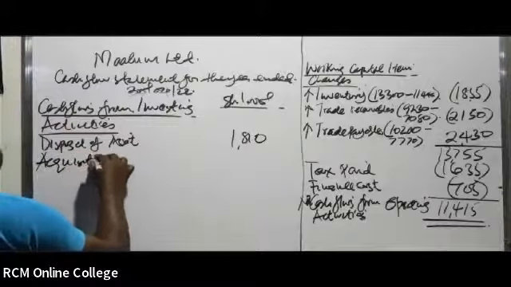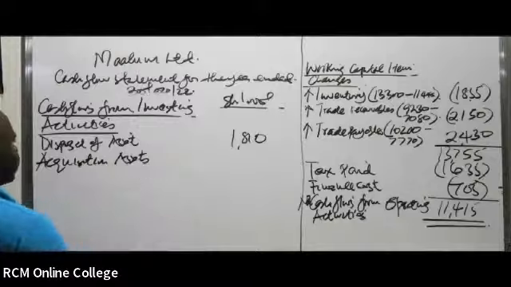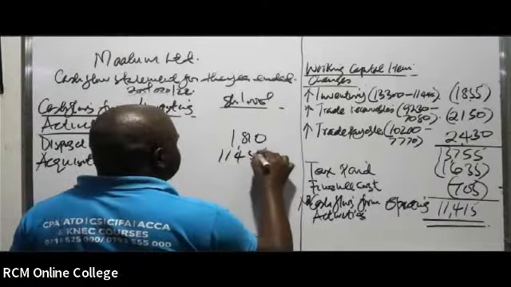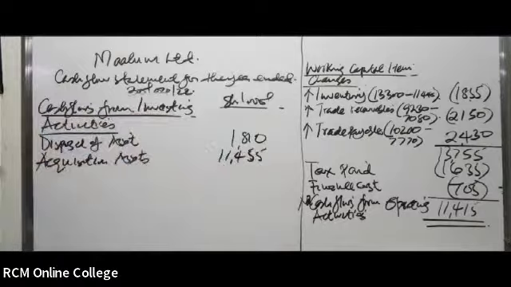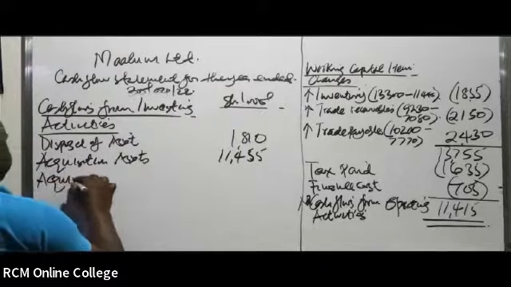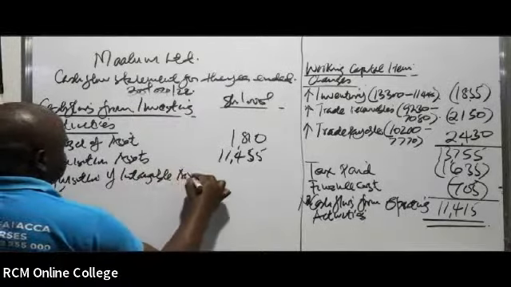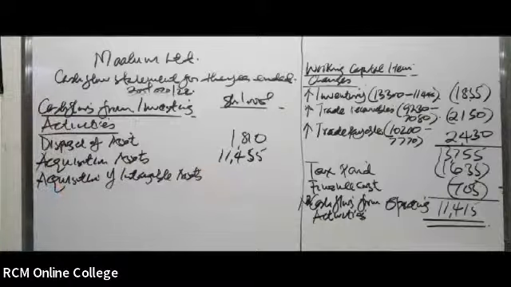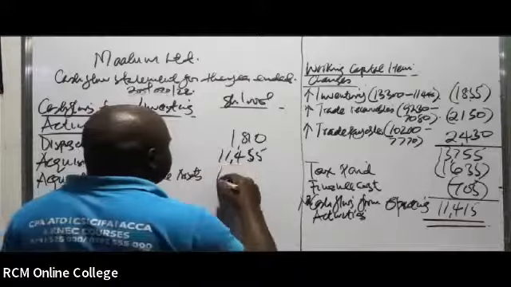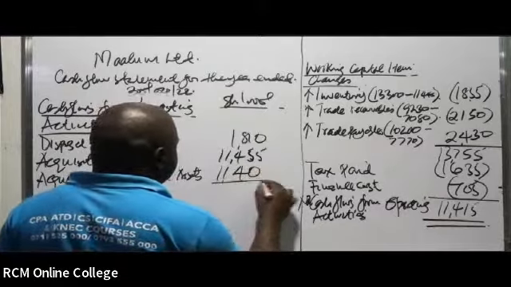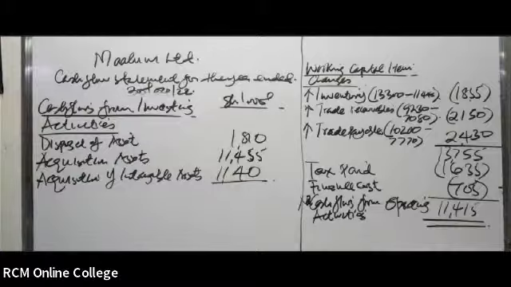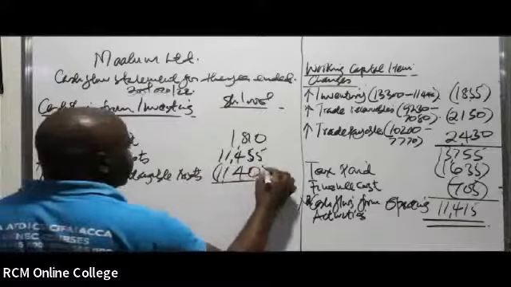I think you are getting 11,455. Then we have acquisition of intangible assets. The acquisition of intangible assets was coming to 1140. So with these ones, these were acquisitions, so we deduct.